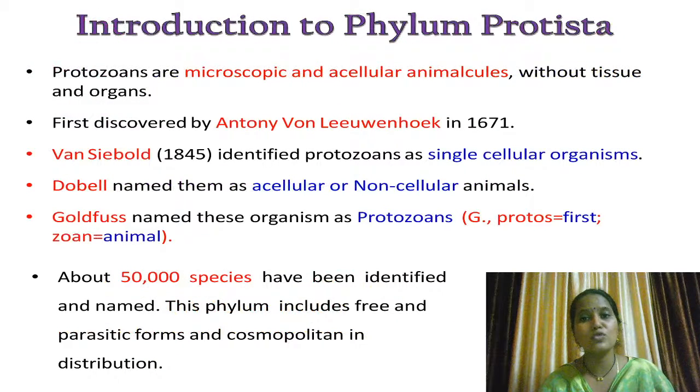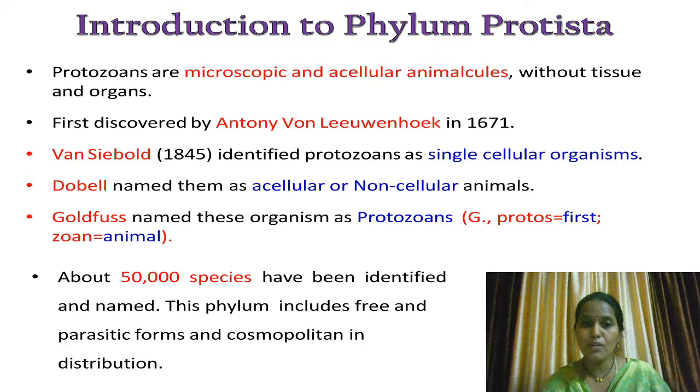Protozoans are microscopic and acellular animals. They are without tissues and organs. Protozoans were first discovered by Anton van Leeuwenhoek in 1671. Von Siebold identified protozoans as single cellular organisms. Later on, Dobell named them as acellular or non-cellular organisms.